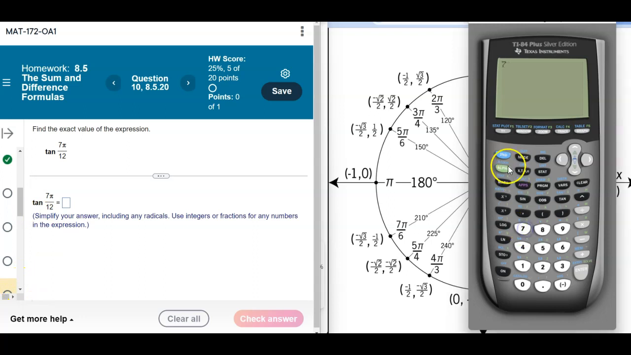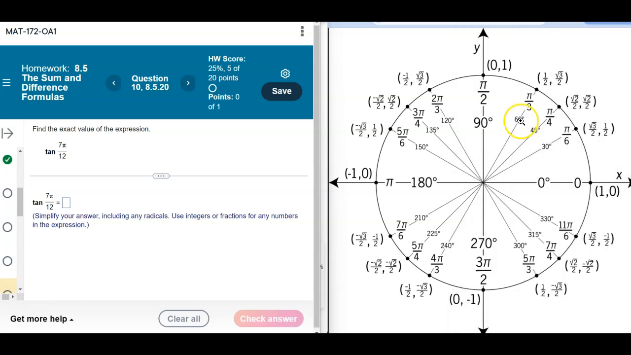The way we do that is just type the angle in, 7 pi over 12. Then we multiply that by our conversion rate, which in this case is 180 divided by pi. When I hit enter, I get 105 degrees. So I would use 60 and 45 degrees. That's my combination that adds to 105 degrees. That corresponds to pi over 3 and pi over 4 when I switch it to radian measure.